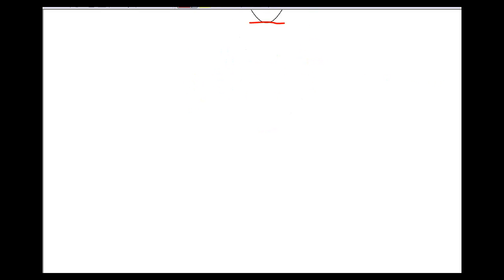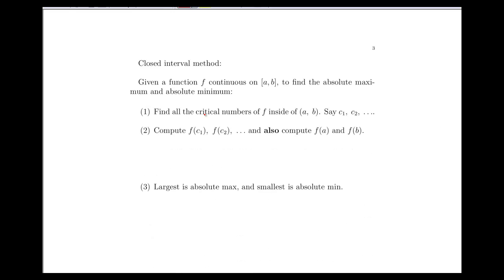The method that we're going to see here, called the closed interval method, says that when we have a function f continuous on a closed interval, it has an absolute max and an absolute minimum. So this gives us a recipe on how to find them. The first step is to find all critical numbers, say c1 and c2 and so on. How do we find them? We take the derivative of the function, set it to 0, and solve. That gives us some of the critical numbers. And also we see if the derivative does not exist. That also gives us critical numbers.